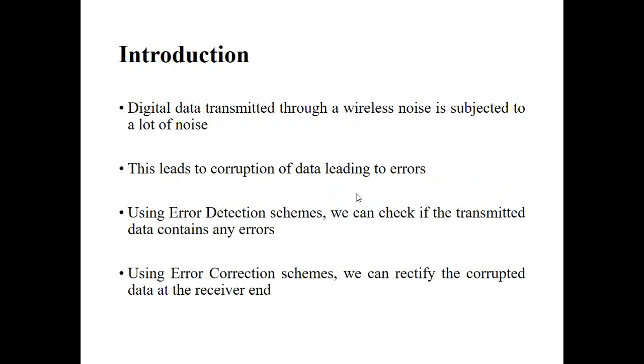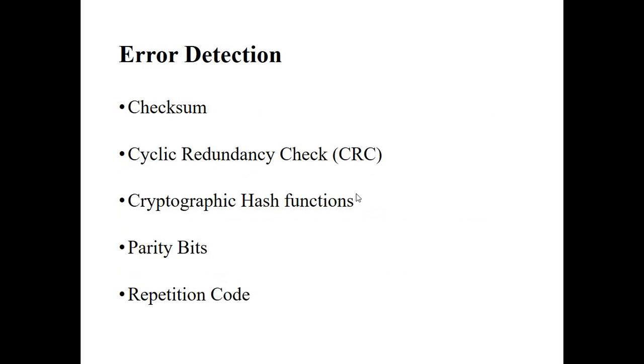As you know, wireless channels are subjected to a lot of noise, which leads to corruption of the data bits in the transmitted message. Using error detection and error correction schemes, we can detect and rectify these errors. These are the various error detection schemes which are analyzed in this project. Let us look at them in detail.